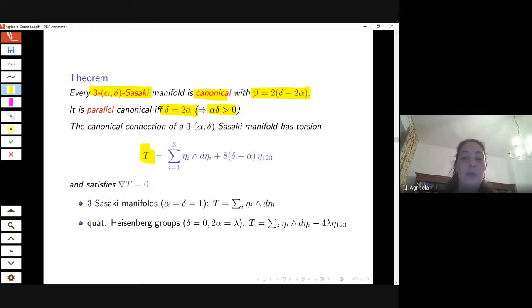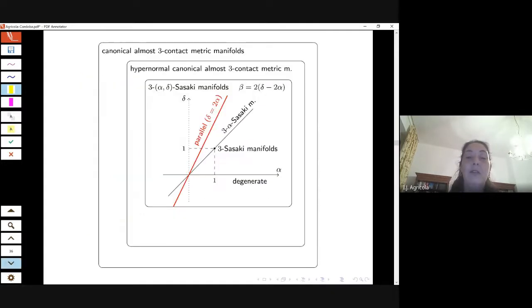You compute an explicit formula for the torsion, it's parallel, and you recover the examples we had before, 3-Sasaki manifolds and quaternionic Heisenberg groups. You just get the formulas for the torsion I had given in the examples. So we fulfilled our first goal. Now we have a playground to investigate this class and their connections. Right? Now you start doing math as you learned.